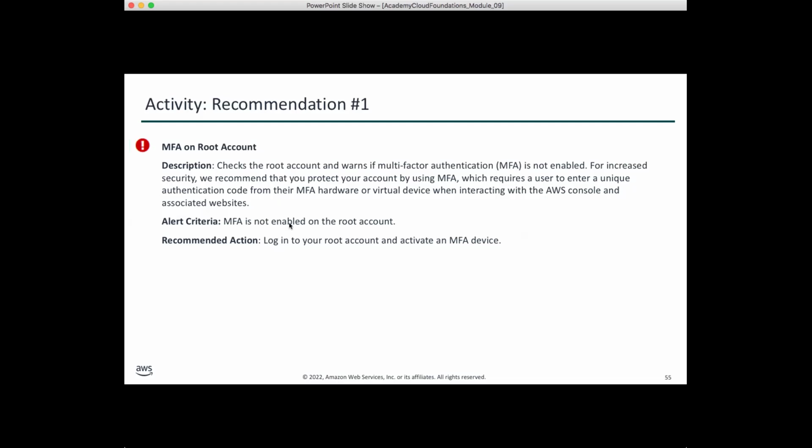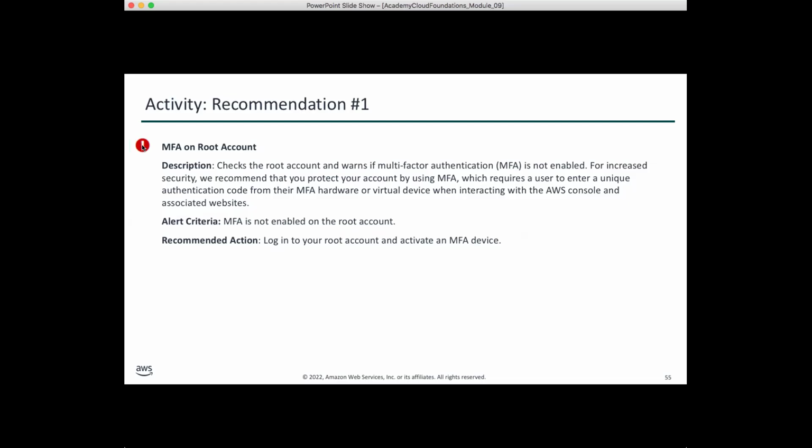The alert criteria: MFA is not enabled on the account. Recommended action: log into your root account and activate an MFA device. So this kind of recommendation we get from AWS Trusted Advisor. In this case, what is the status? Status is red here. We should do that, in a way, we must do that.